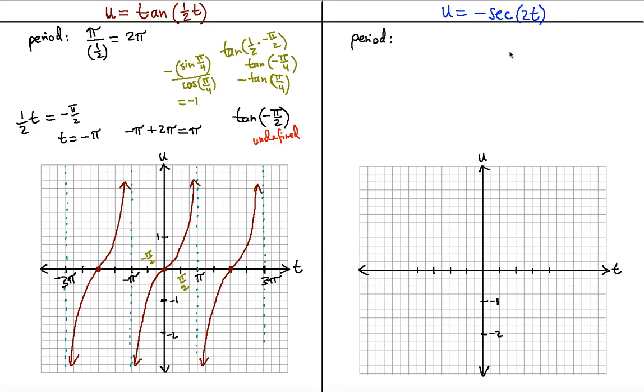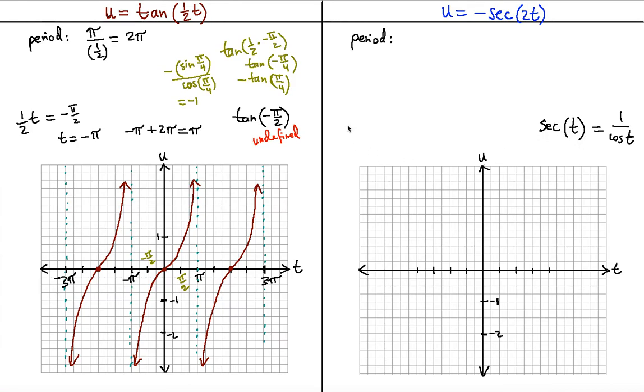Now, minus secant of 2t. First of all, let's take a look at the regular secant that we know, the secant of t function. So we know secant is going to be 1 over cosine of t. Now, as you can tell, when cosine is equal to 0, secant will be undefined, right?